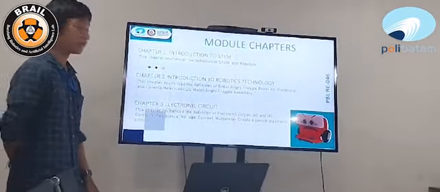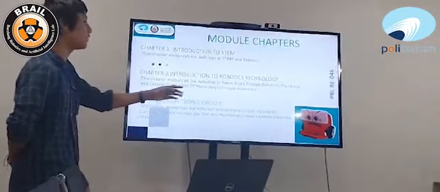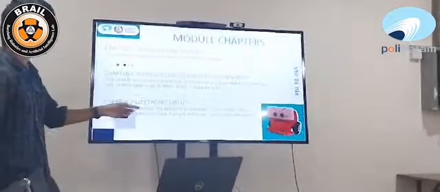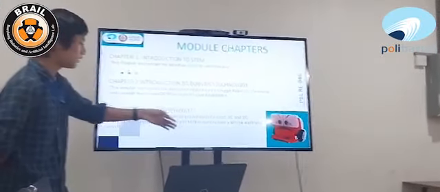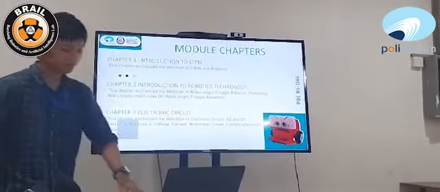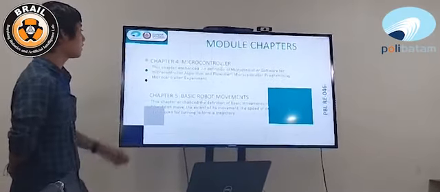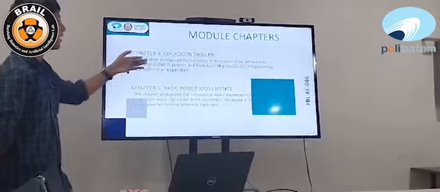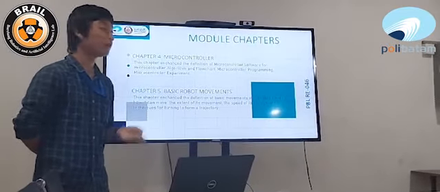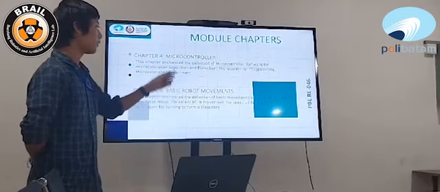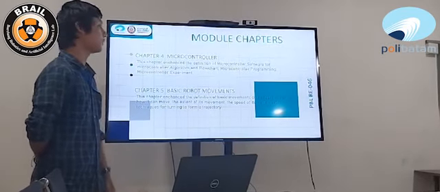Next, chapter 3, electronic circuit. This chapter covers the definition of electronic circuit, AC and DC currents, resistance, voltage, current, multimeter, and creating a single electronic circuit. Next, the fourth chapter, microcontroller. This chapter covers the definition of microcontroller, software for microcontroller, algorithm and flowchart, microcontroller programming, and microcontroller experiment.